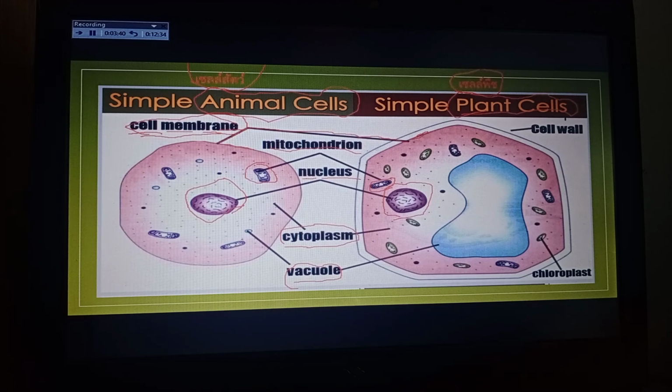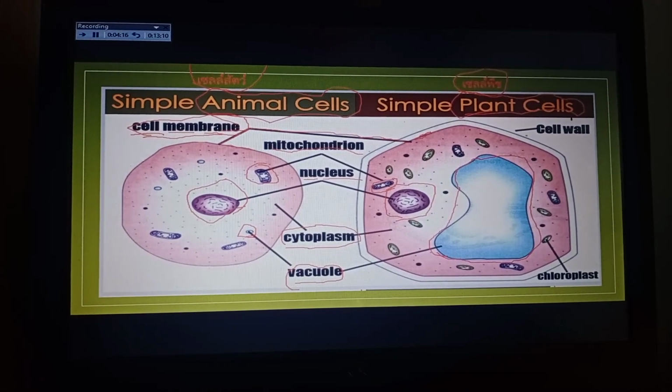Vacuole in your animal cell is smaller, while the vacuole in your plant cell is large or bigger. It's bigger or larger than the vacuole you can find in your animal cell. This one is small, big, small, and big. So these 5 parts are parts of the animal cells and plant cells which you can see in both the animal cell and plant cell.